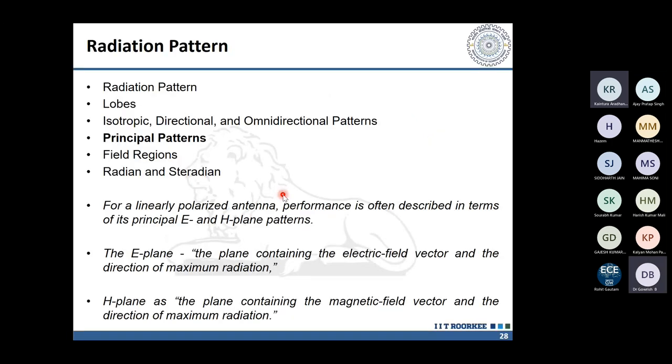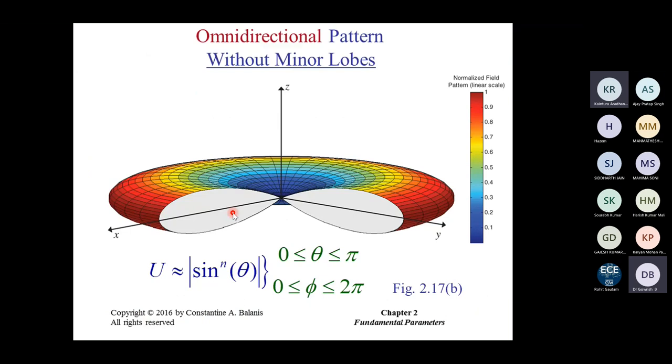Then we saw principal planes, especially applicable for linearly polarized antennas. So what it says is you don't need to know the 3D. Getting a three-dimensional plot is extremely difficult. It's time-consuming. It's expensive. There are a lot of challenges. Simulation-wise you can get it, but I'm talking about real practical measurements. In real practical measurements, it is easy to get 2D plots because you will be just varying your antenna coordinates only along one plane. So it's very easy to get 2D plots.